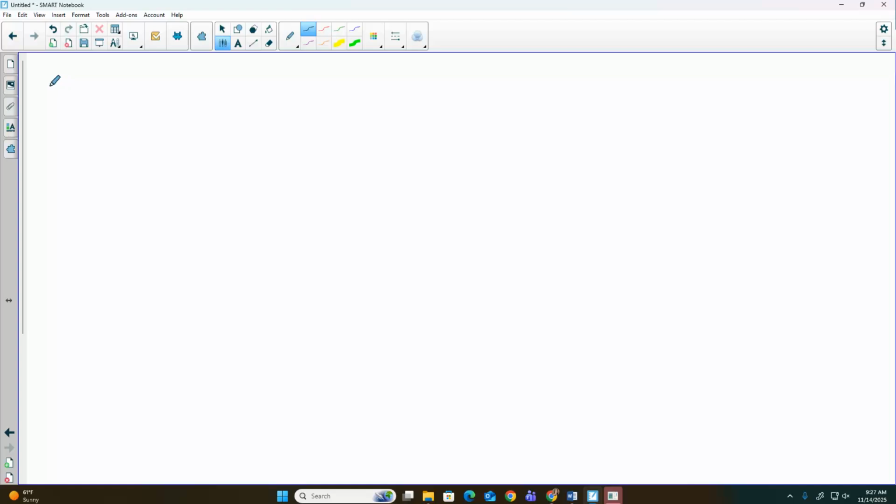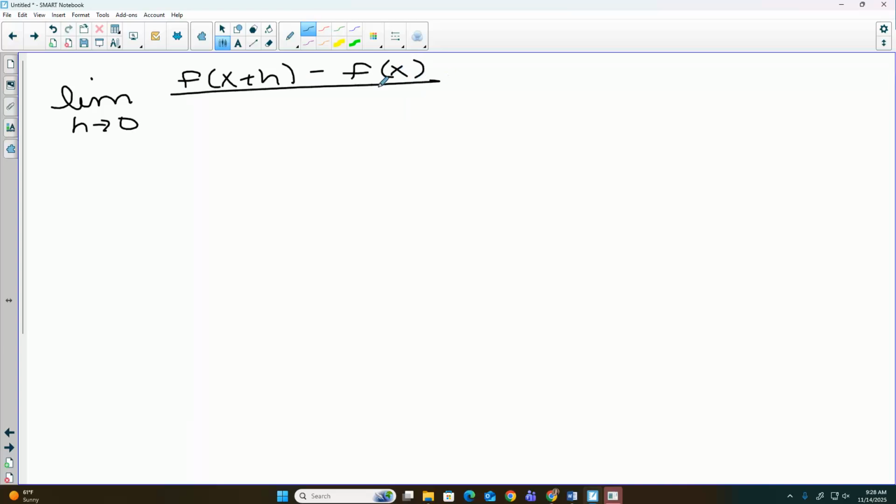The definition. So you have to know the definition. If I ask you to do it with the definition, you have to show me all the work. You can certainly use our other rules to check yourself, but you have to be able to do this. Our function is 4 over 3 plus 2x.